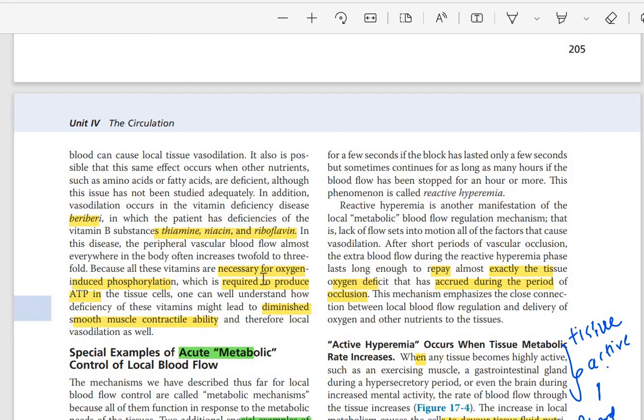Now they have given one application. What happens in beriberi? Deficiency of thiamine, niacin and riboflavin. And as you know from biochemistry, these vitamins are necessary for oxidative phosphorylation, so they produce ATP. If these vitamins are deficient, ATP is not formed, and ATP is required for keeping up muscle contraction. Muscle can't contract and they will be dilated, and ultimately there is vasodilation in the body in beriberi.